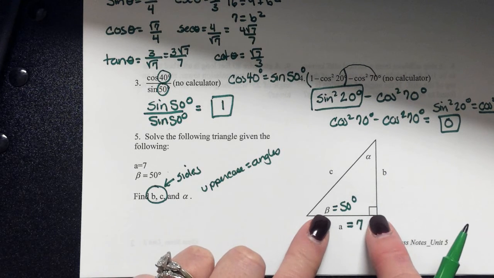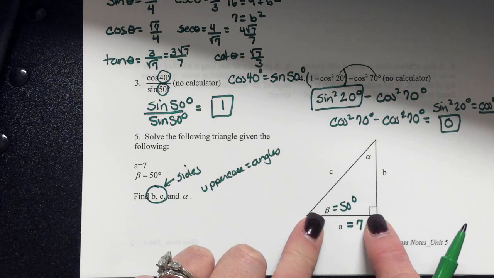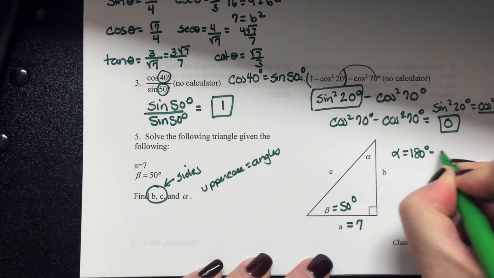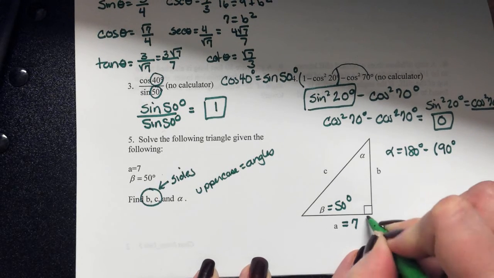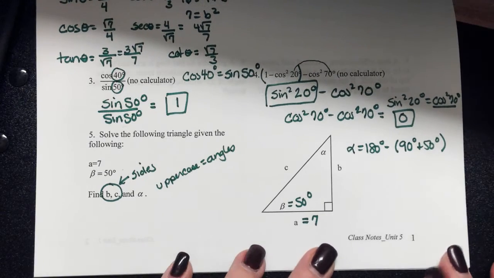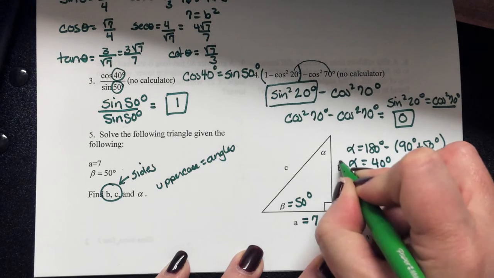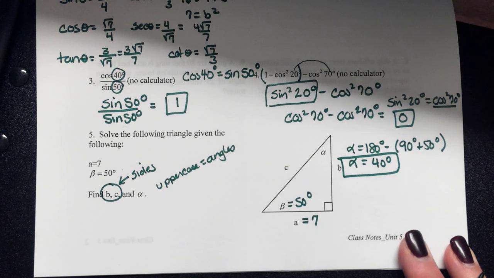You know 2 of the 3 angles. What do all 3 angles in a triangle add up to equal? 180. So to find angle alpha, I can take 180 degrees and subtract from that the 2 angles that I know, the 90 degrees plus 50 degrees. So what's angle alpha going to be? 40 degrees. Because remember, all 3 angles have to add up to equal 180. So if I know 2 of the 3 angles, I can just add them together and subtract it from 180.